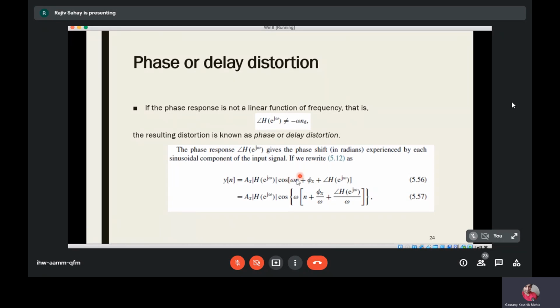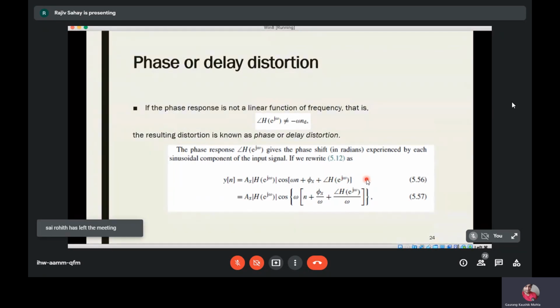So we have a sinusoid with the frequency omega, amplitude Ax, and phase offset phi x. When it passes through an LTI system having a magnitude response mod of H(e^jω) and a phase response angle of H(e^jω), then this is what will happen to this input sinusoid, the cosine. The output signal will be a cosine scaled in magnitude by Ax into mod of H(e^jω) and phase offset additionally by angle of H(e^jω).